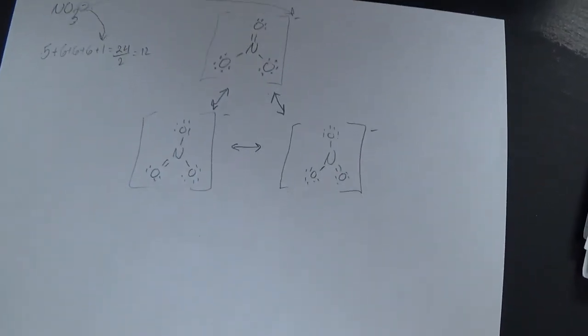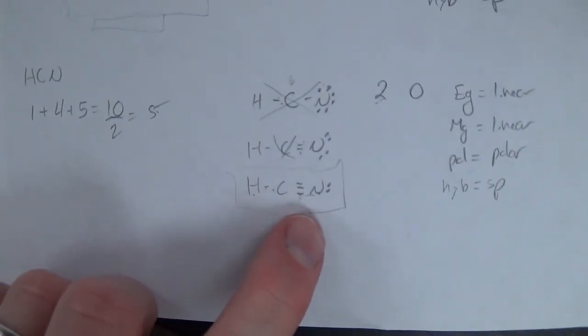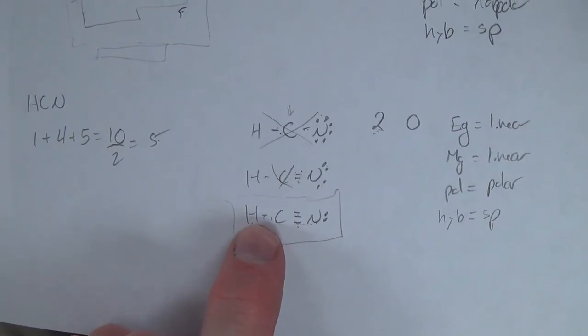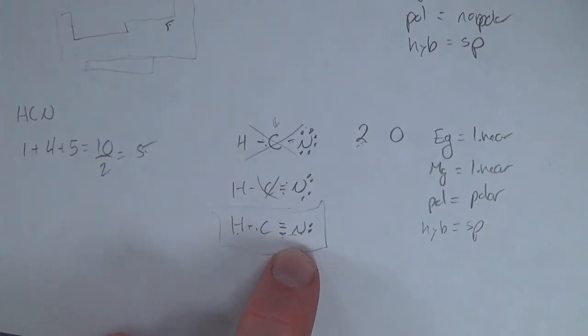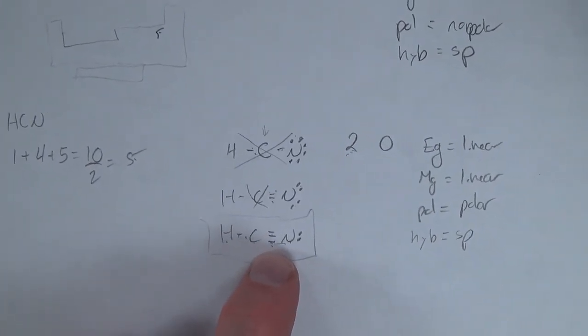Otherwise, like we had with hydrocyanic acid, there was no choice. I couldn't multiple bond with hydrogen ever, so it had to go there. There was no choice. So I only needed one structure. Okay. Let's finish this example off.